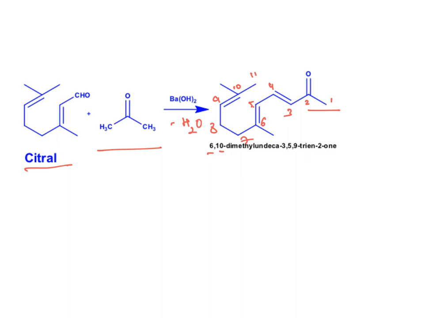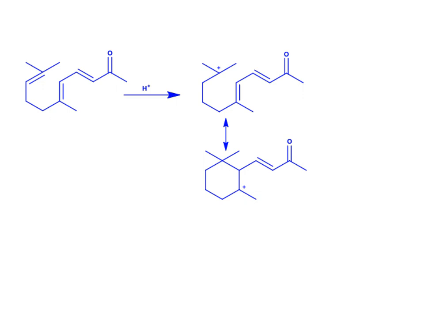We take this in acidic medium and it undergoes a cyclization reaction, which forms a stable carbocation followed by elimination, giving alpha-irone and beta-irone. So this molecule in presence of acidic media undergoes a cyclization reaction. When we react with acid, H plus attacks this double bond. As a result of breaking this double bond, carbocation formation takes place at this center.